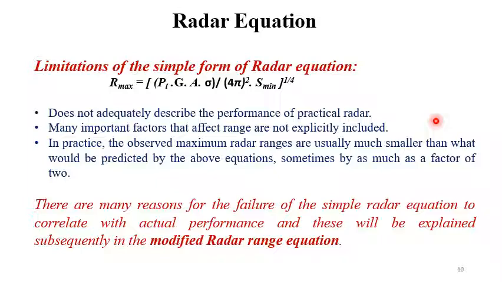In practice, the observed maximum radar ranges are usually much smaller than what would be predicted by this equation, sometimes by as much as a factor of 2. So there are many reasons for the failure of the simple radar equation to correlate with actual performance, and these will be explained subsequently in the modified radar range equations.